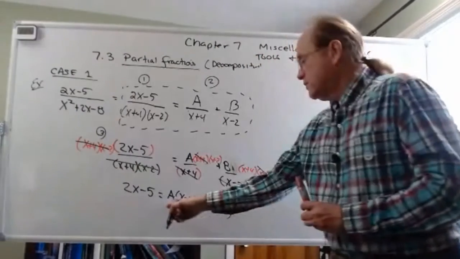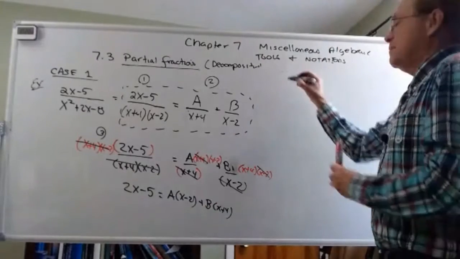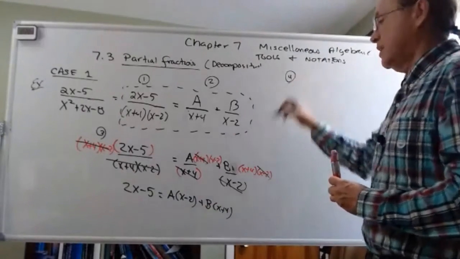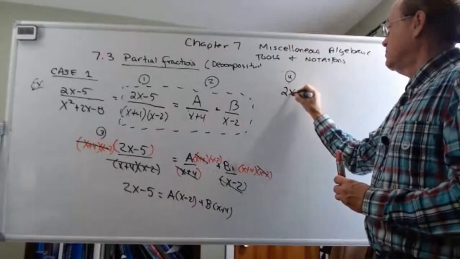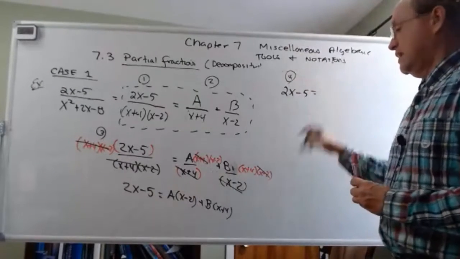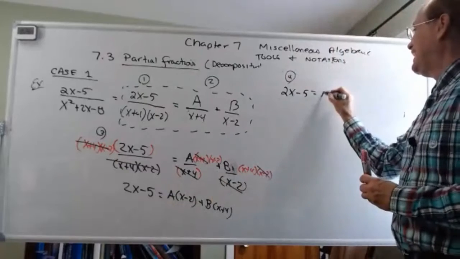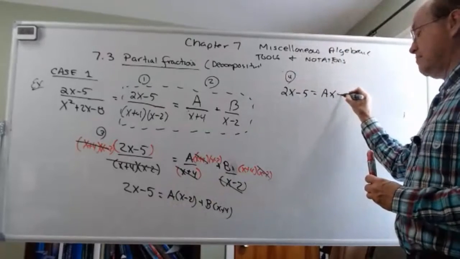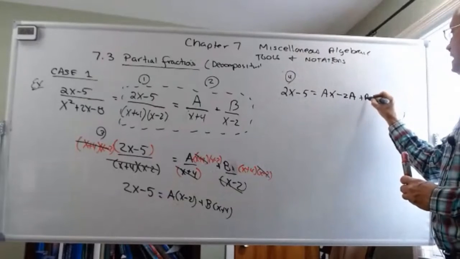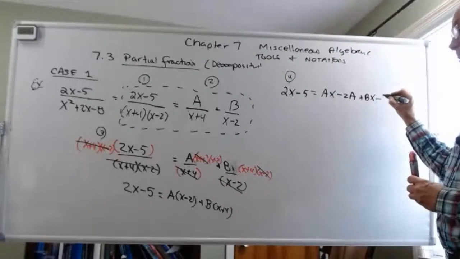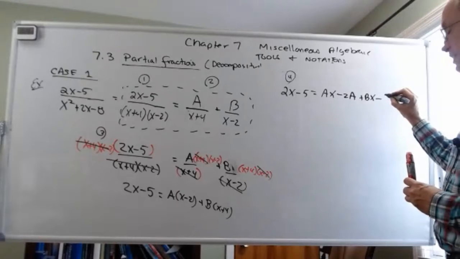Step 3, what I do is I multiply everything out over here. I mean, step 4, excuse me. I multiply everything out. That stays the same. So I have 2 times x minus 5 is equal to a times x minus 2a plus b times x plus 4b.